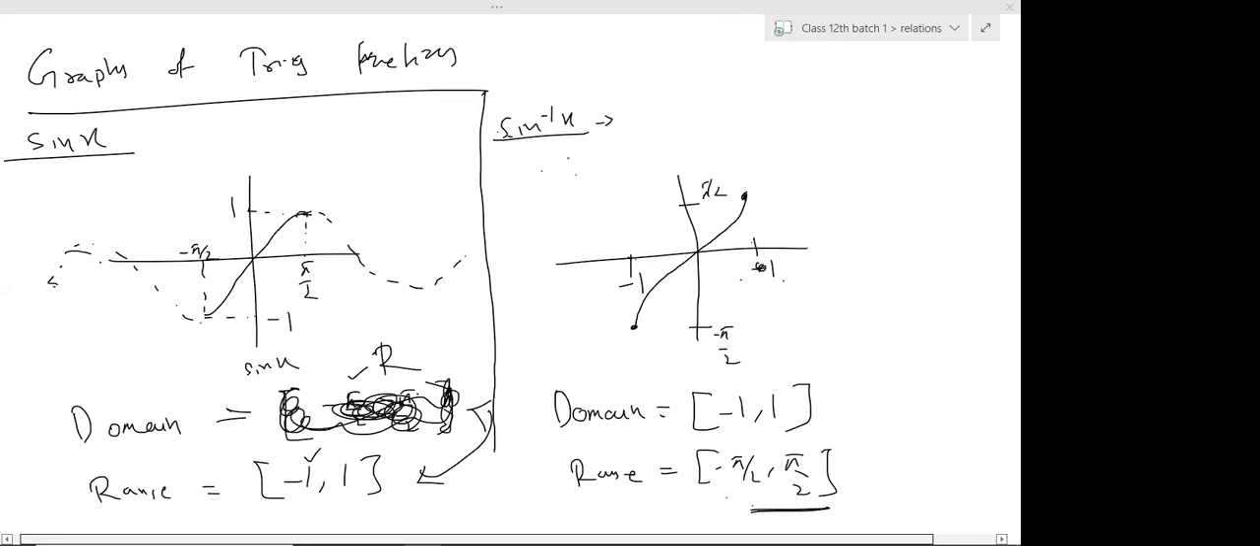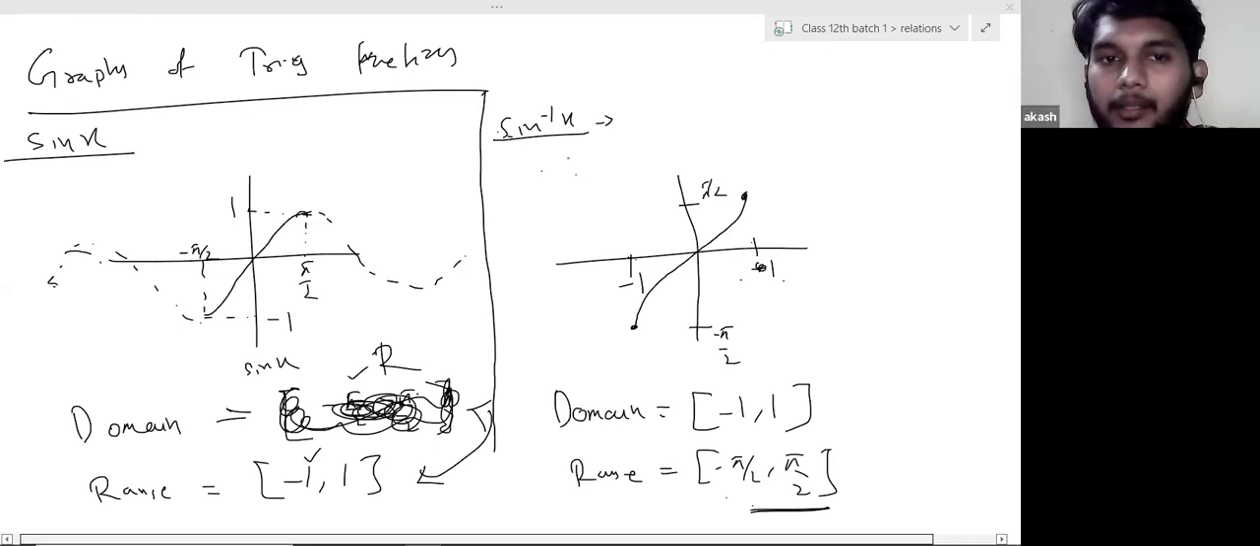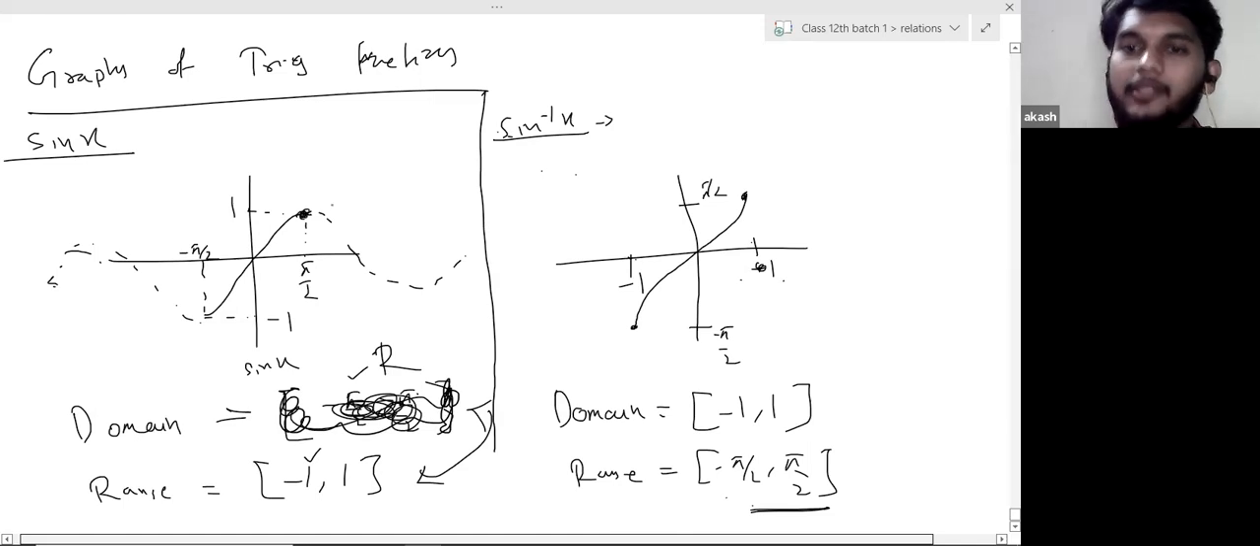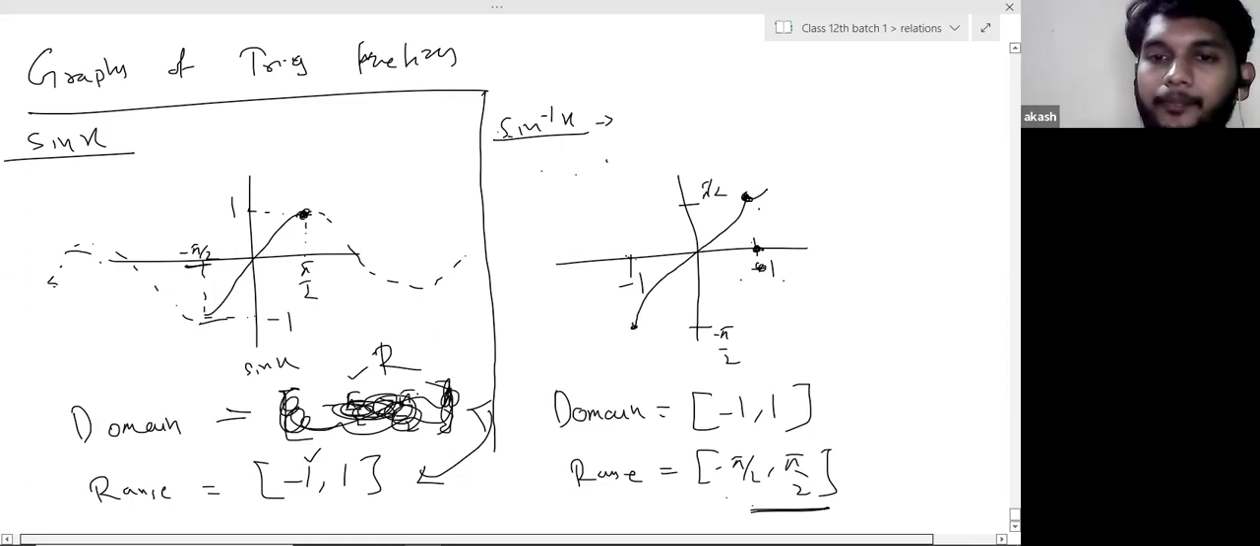All right. So how to draw this graph? Remember this. When we put pi by 2, we get 1. So reverse this. When you get 1, you will get pi by 2. So this will be a point in sine inverse x. The same thing with the other. If you put minus pi by 2, you receive minus 1. So if you put minus 1, you receive minus pi by 2. The curve will be like this.